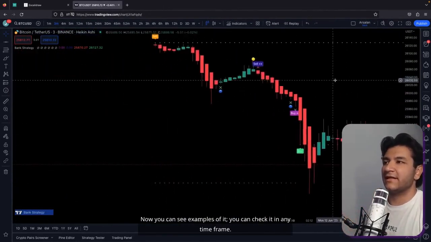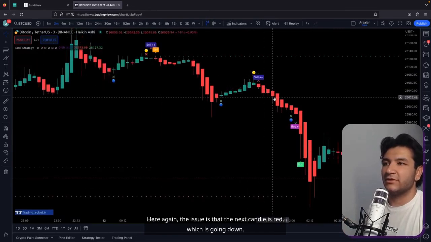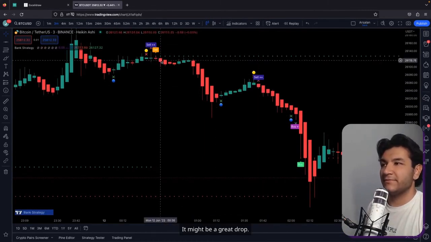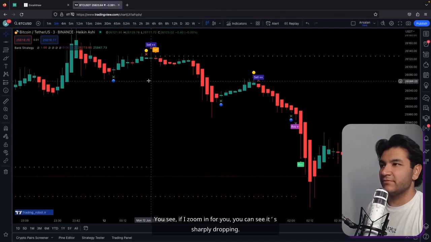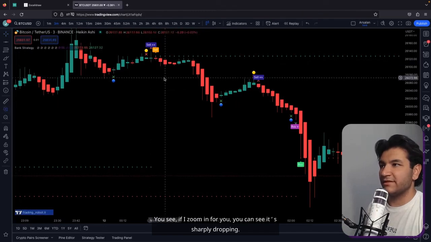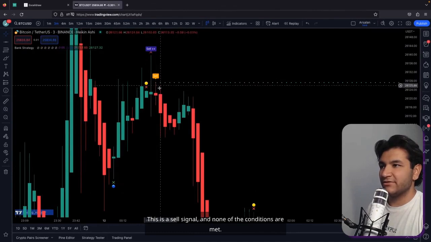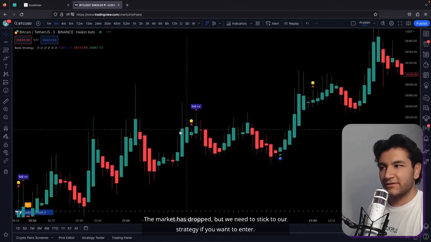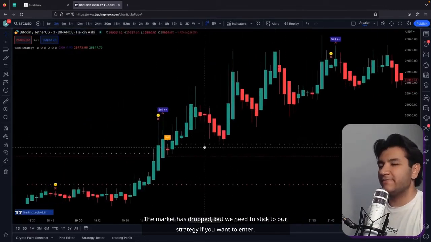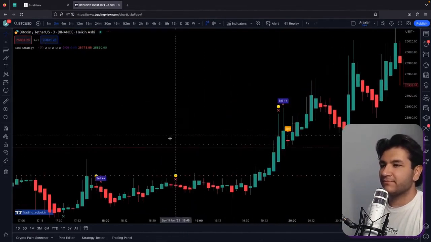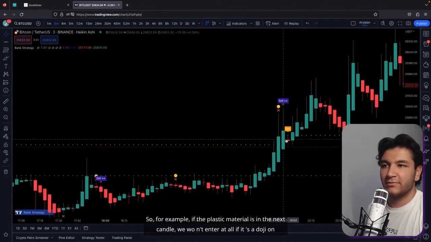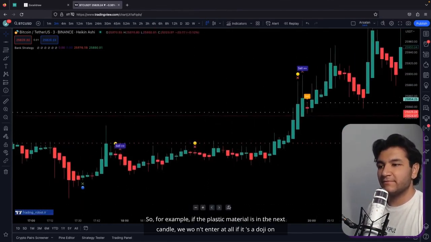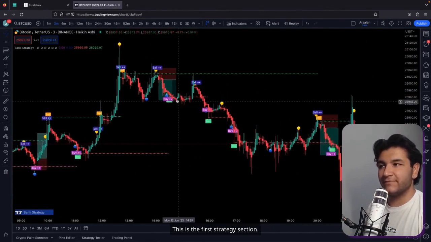You can check it in any time frame. Here again, the issue is that the next candle is red, which is going down. It might be a great drop. Here again, it might go up. You see, if I zoom in for you, you can see it's sharply dropping. This is a sell signal, and none of the conditions are met. The market has dropped, but we need to stick to our strategy if you want to enter with a smaller volume. So, for example, if the next candle is a doji on both sides, we won't enter at all. This is the first strategy section.